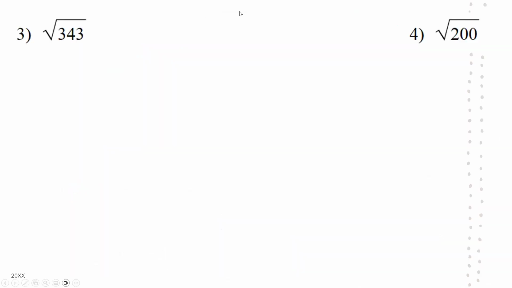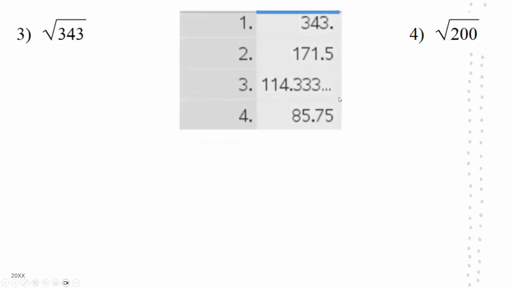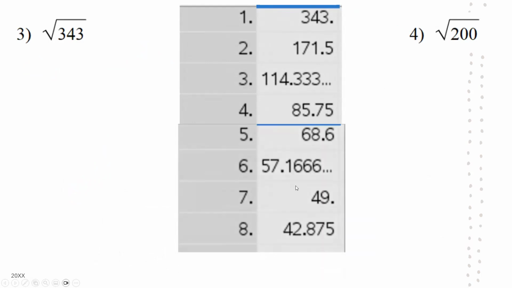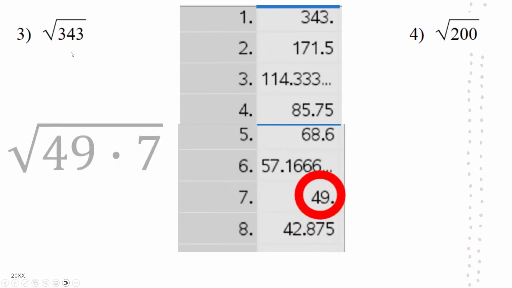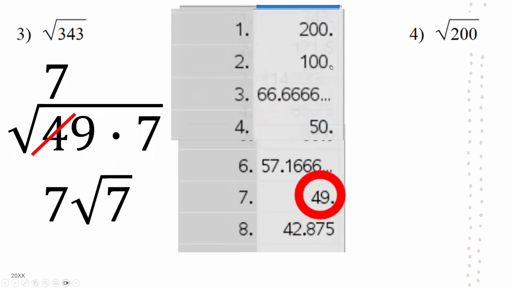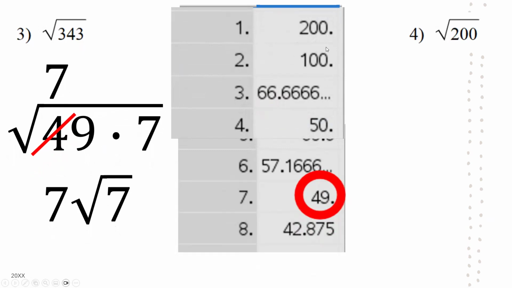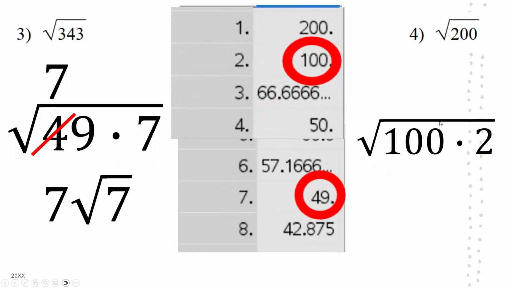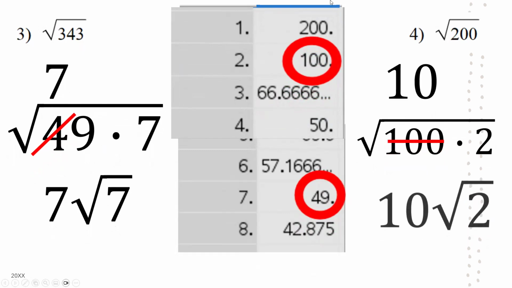Again, 343, I don't know the factors, but if I type it into my graphing calculator, here's my list. Ooh, decimals, we don't want decimals. Oh boy, 49. So we break it down to be 49 times 7. Square root of 49 is 7, so we end up with 7 square roots of 7. Next, 200 divided by x in your graphing calculator. Here's our list. I don't have to go very far because I see 100. So that's 100 times 2. Square root of 100 is 10. So it ends up being 10 square roots of 2.